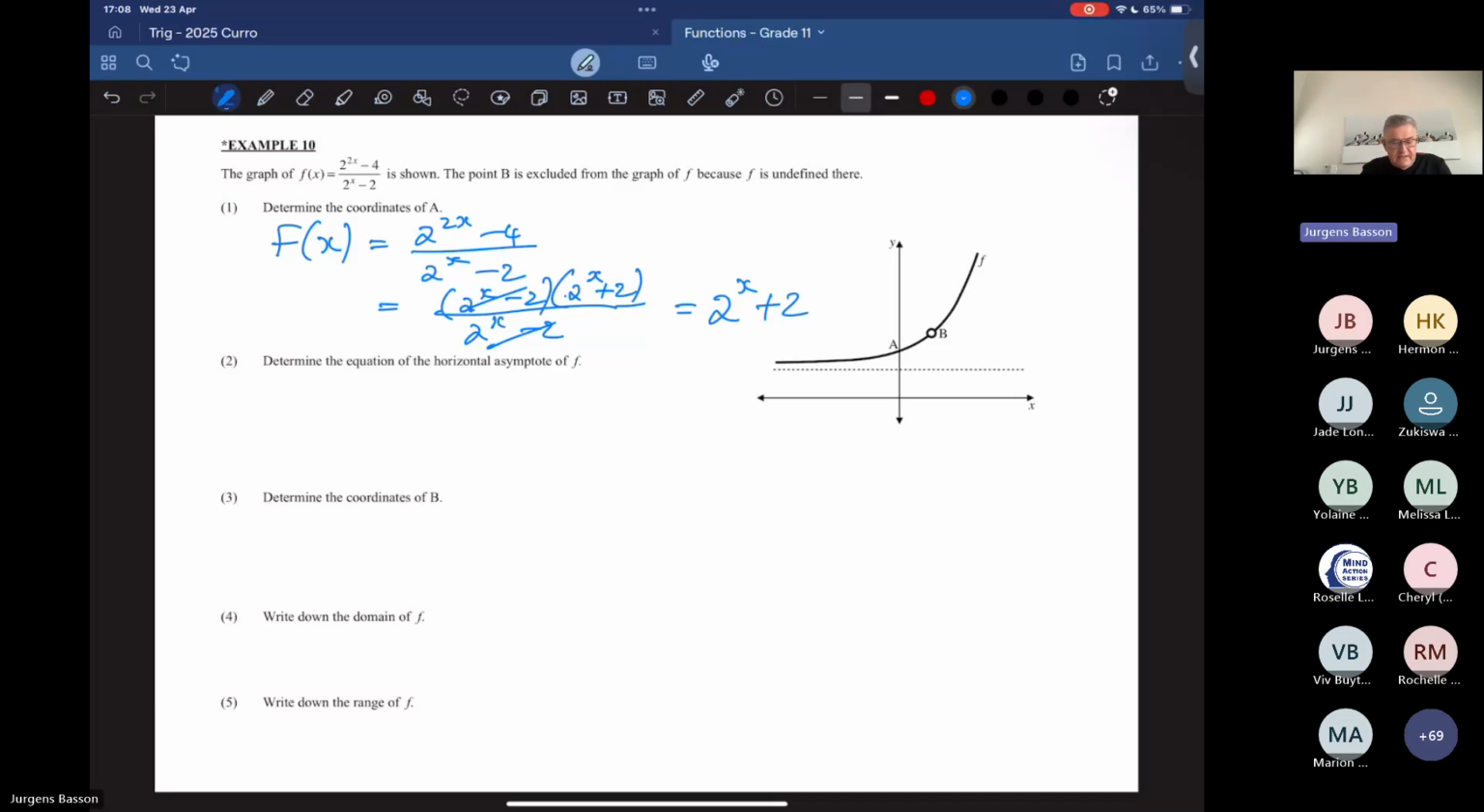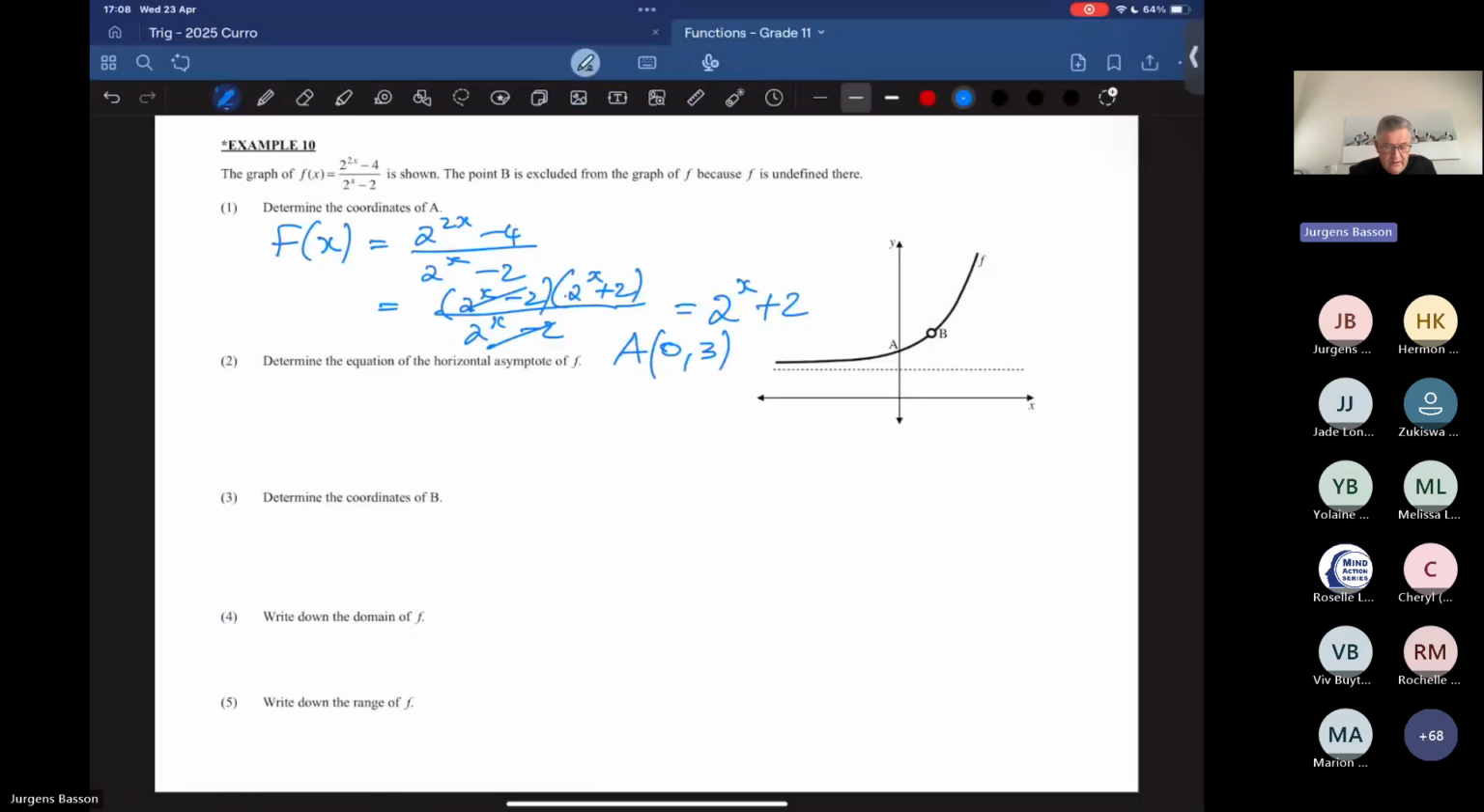And they say find the coordinates of a. Now, to find the coordinates of a is now easy. You substitute x with 0, and that will give you that a value. And the coordinates of a, if you substitute x with 0, you get 2 to the 0 is 1 plus 2 will be 3. So the coordinates of a is (0, 3).